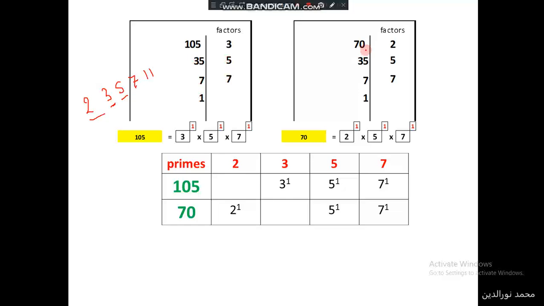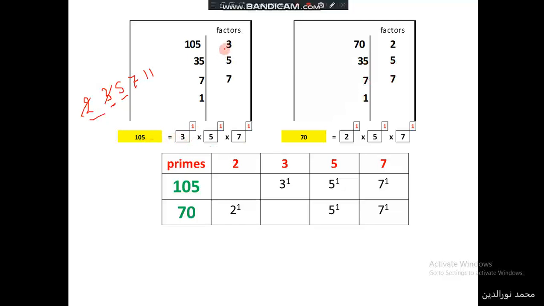70 is even. It's divisible by 2. 70 divided by 2 is 35. 35 is not divisible by 2. Is it divisible by 3? 5 plus 3 is 8, no. Then it's divisible by 5 since it ends in 5. The numbers that are divisible by 5 are those that end in 0 or 5. 35 divided by 5 is 7. 7 divided by 7 is 1.